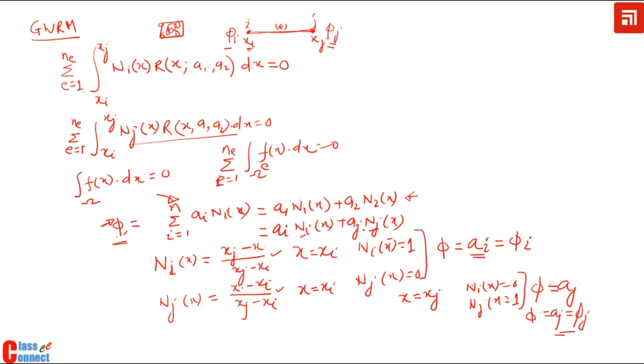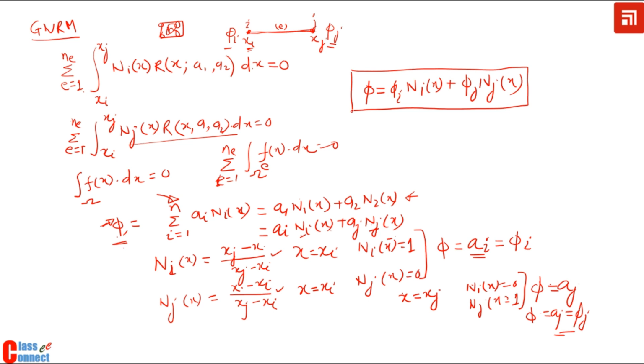So now from here we can write that our field variable can be represented like this: ai is to be replaced with phi i, Ni(x), plus phi j, Nj(x). So this is an important expression that we will be using a lot for any finite element formulation.